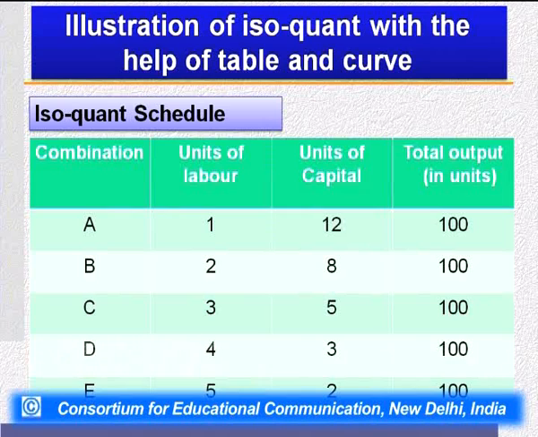So here is the schedule, but the definition says that an isoquant curve is a curve which shows the different combinations with the same level of output. Here the isoquant schedule has different combinations A, B, C, D, E with the same output level of 100. You can choose A, B, C, any combination, and any combination gives the same level of output.